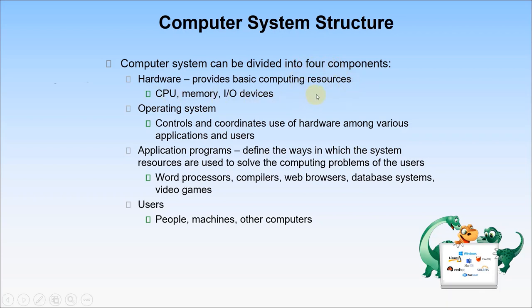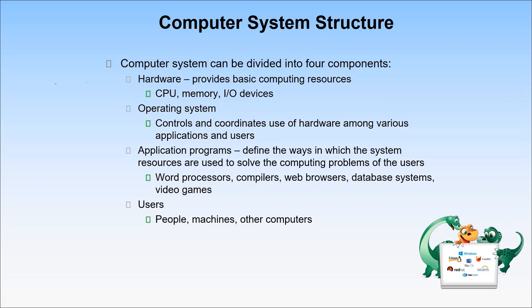Now in operating systems, you will often hear the word resources. Resources are anything that can be shared with other applications or other programs on your system. It includes the CPU time, the memory, and I/O devices; all of those can be shared. Next would be the operating system. The operating system controls and coordinates use of hardware among various applications and users. As I said earlier, the operating system is the one who manages the resources.